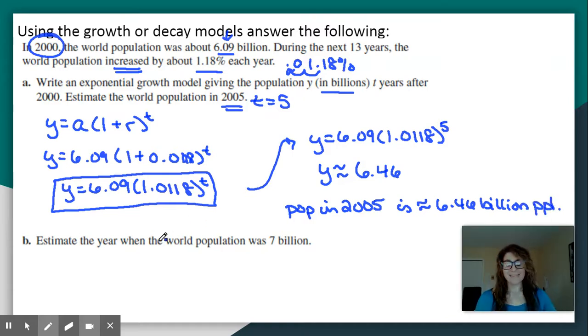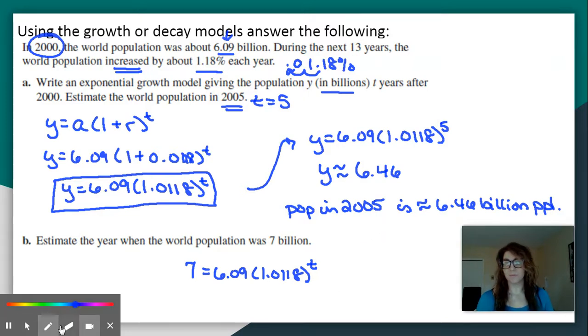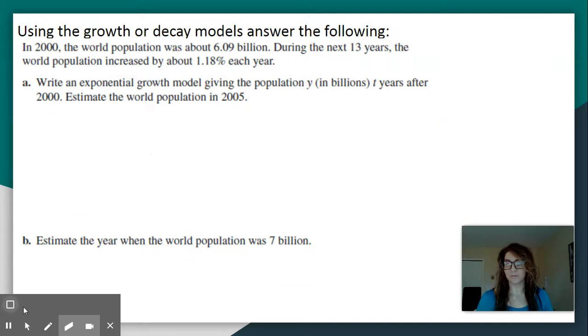Okay. And in the last part, it says estimate the year when the world population was 7 billion. So just like we did before, we're going to have 7 equals our function. We're going to leave the t blank, and we're going to go back to Desmos. So again, I'm going to have to clear this so it's not all over the screen.